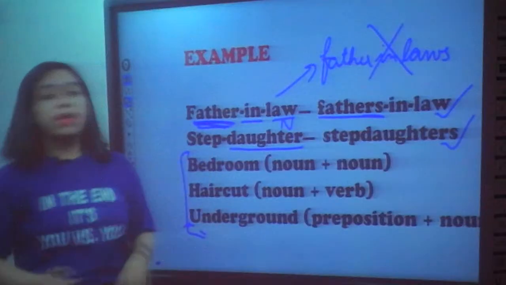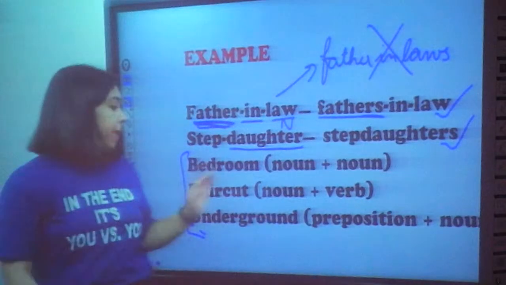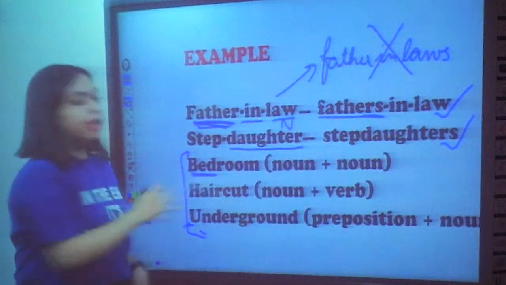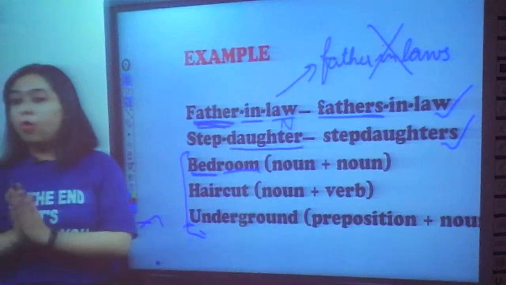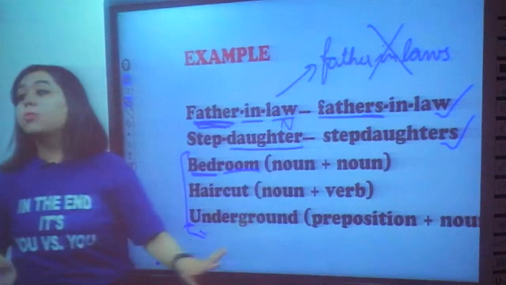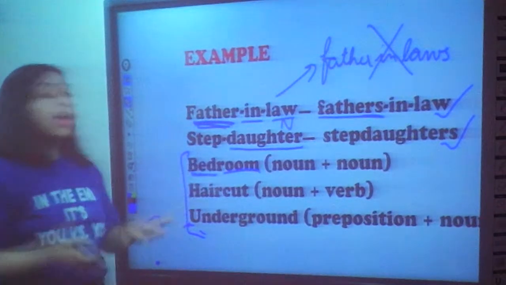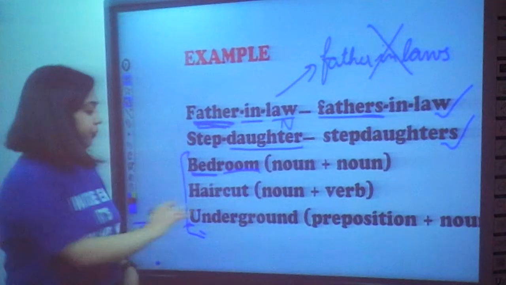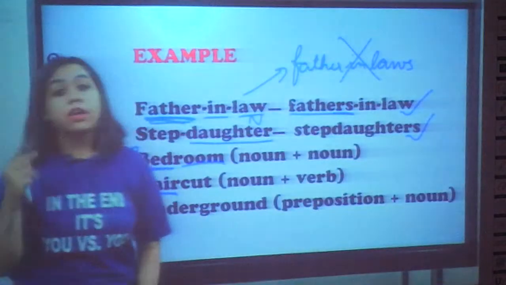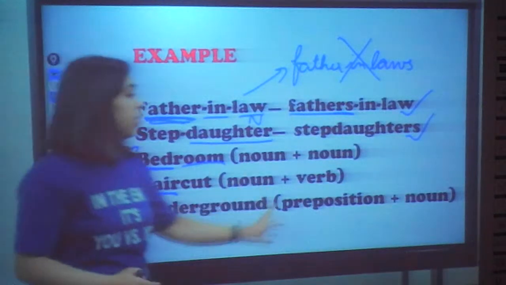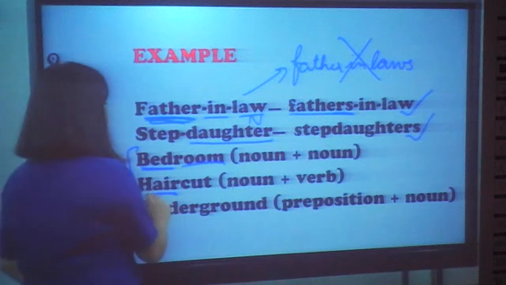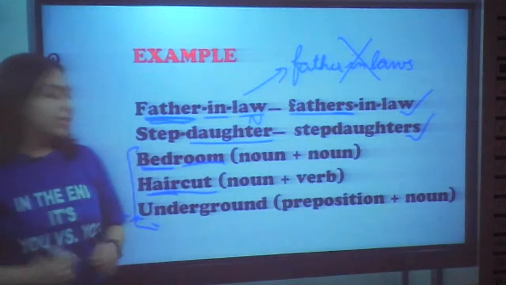So the first one that I have for you is bedroom. If we talk about bed, bed is a noun. Room, again, it's a noun. But I combine them both, it will become bedroom. So it's a noun plus noun example. Okay, hair is again a noun. But what about cut? You remember cutting? So cutting is a verb, an action word. Okay, so noun plus verb. I made a word haircut. Okay, I hope it's clear to you.